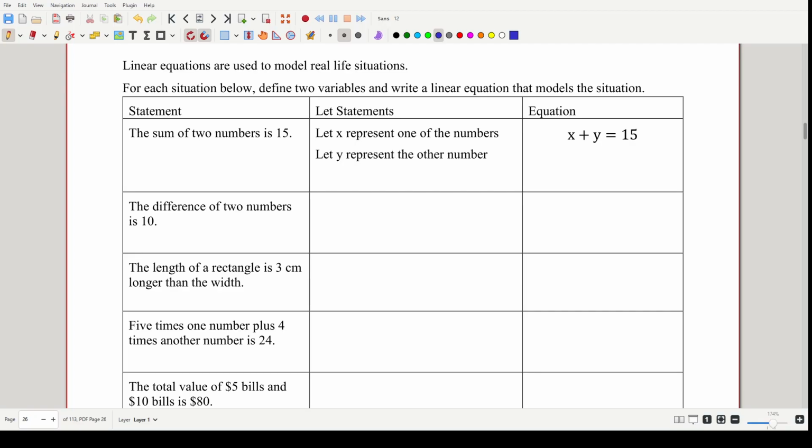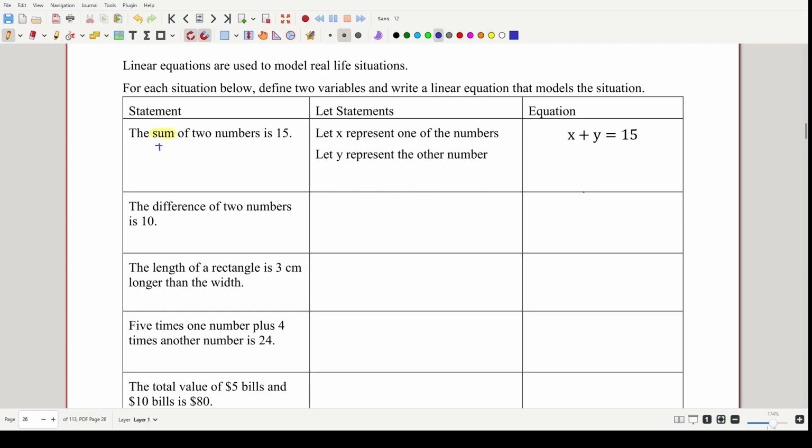From that statement and the description, we should then be able to create an equation from it. So if we look at the first one that's given to us, it says the sum. So the sum right here, the sum means to add.